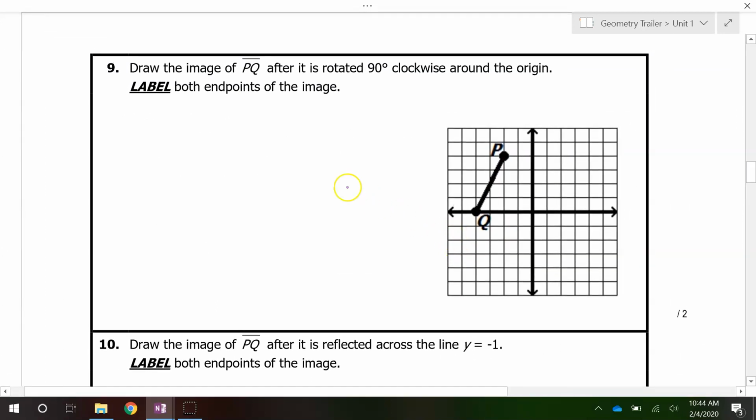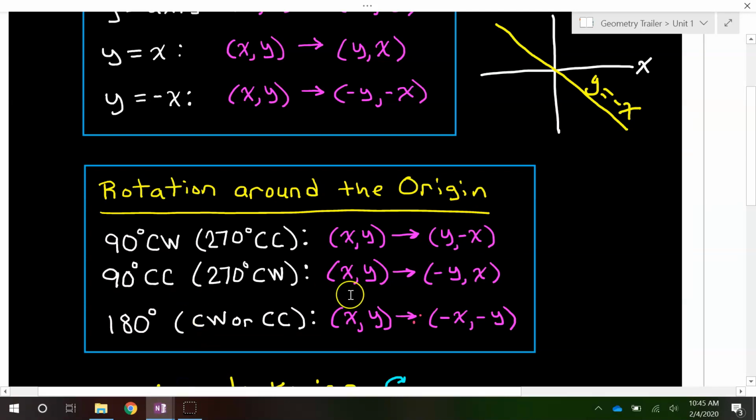All right, number 9. Draw the image of segment PQ after it's rotated 90 degrees clockwise. Okay, let's use the rule. When you're talking about 90 degrees clockwise, the rule for that is (y, opposite of x). And again, we are just grabbing that off of our chart.